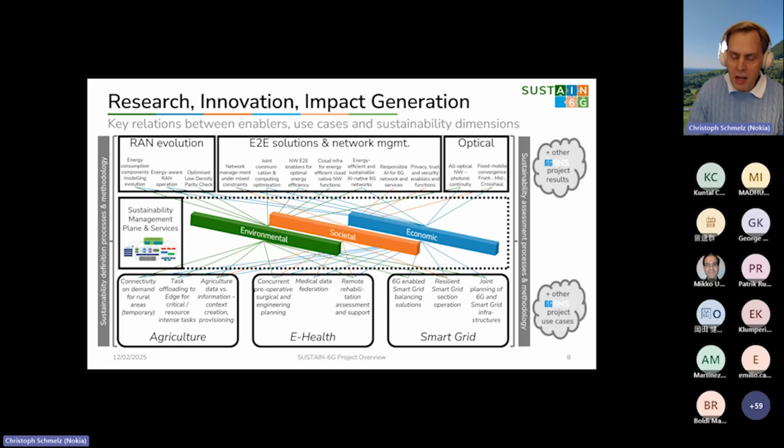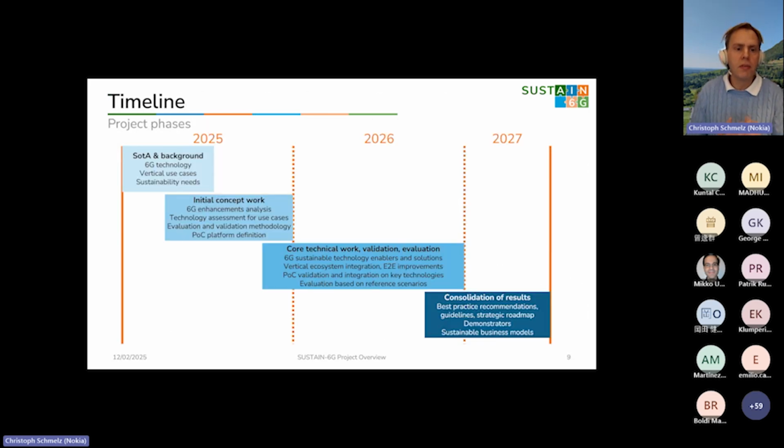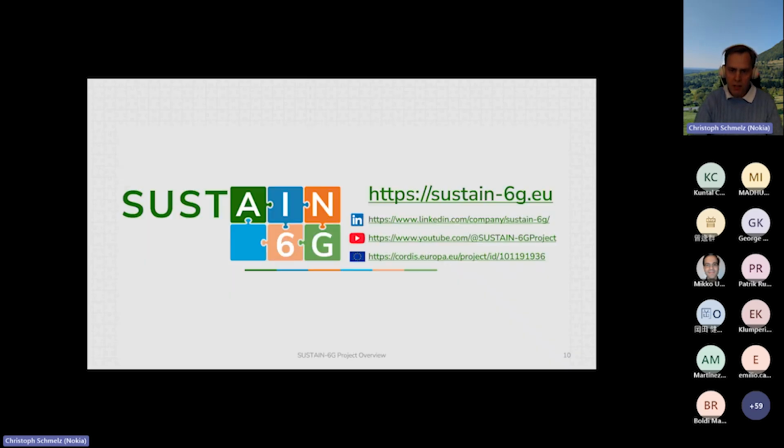I step over that now. Just a quick word on the timeline. We are now in the initial phase, initial concept work. The core technical work will run for the remainder of this year and next year. And then the consolidation of results will be done in the first half of 2027. That's it from my side. Thank you very much.